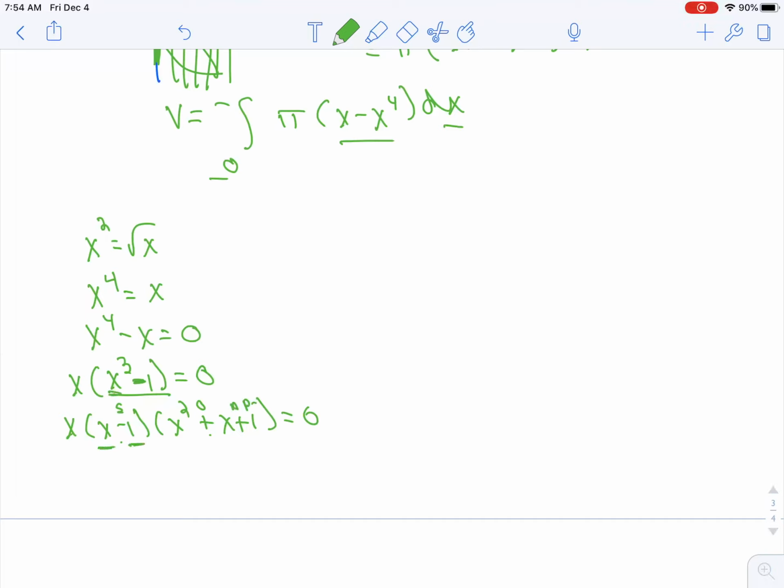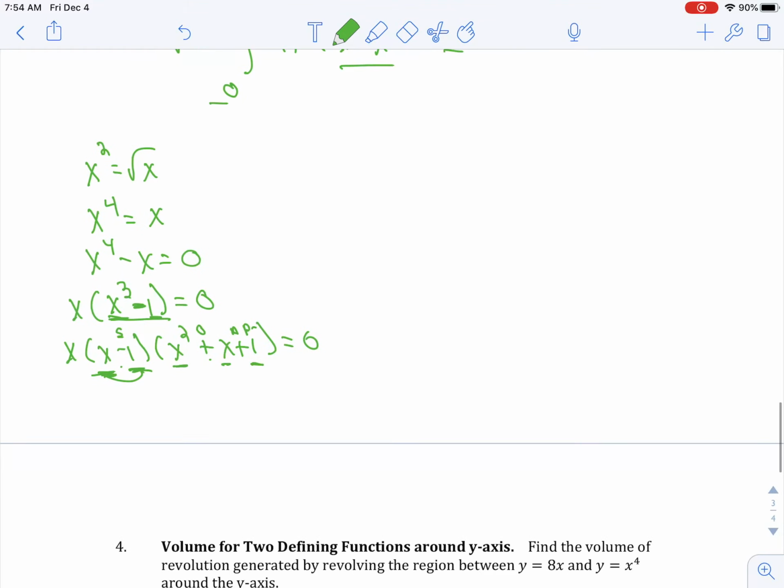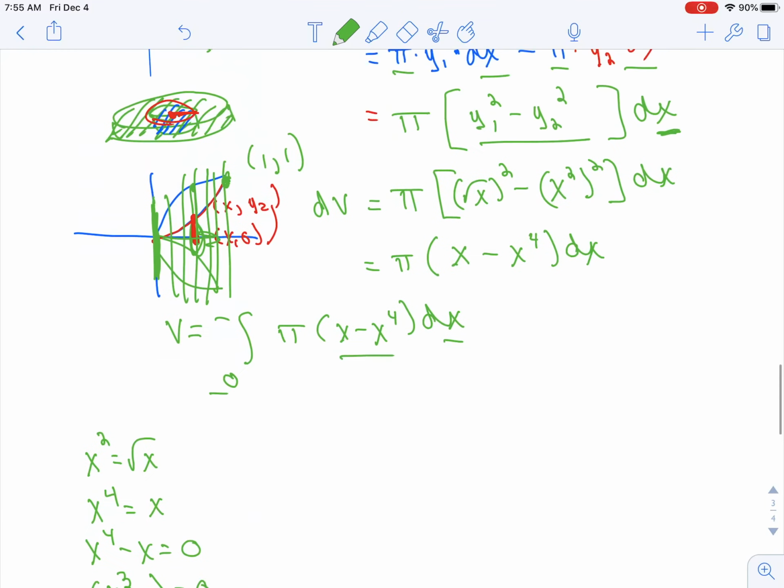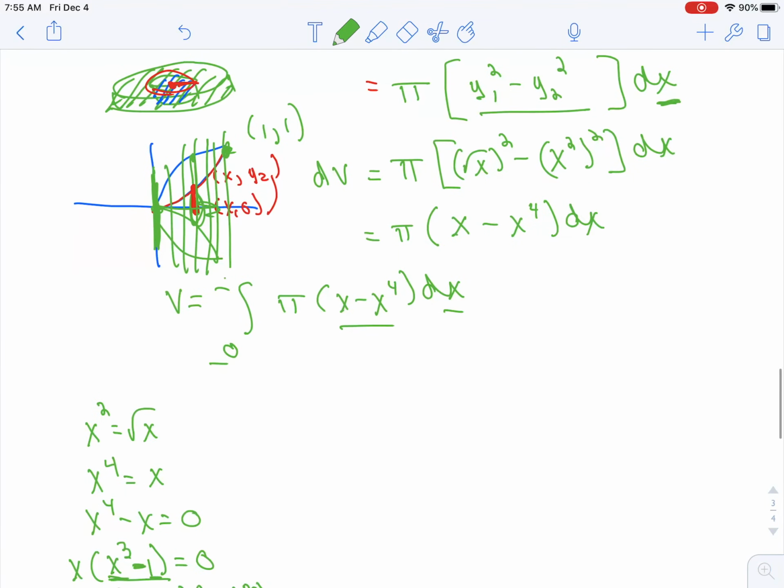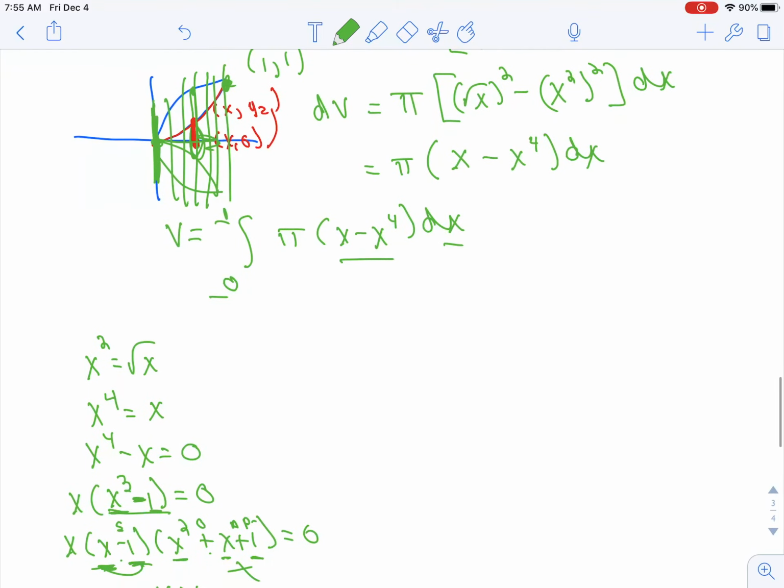All right, and then remember that these two are just the cube roots of x and 1. This is just this squared, this is just this squared, and this is just this times this. So anyway, if we set those equal to 0, we get x is equal to 0, x is equal to 1, and we don't get any real solutions out of this. So that tells us that these two curves intersect when x is 0 and when x is 1. So that means that that's our other limit of integration, okay?